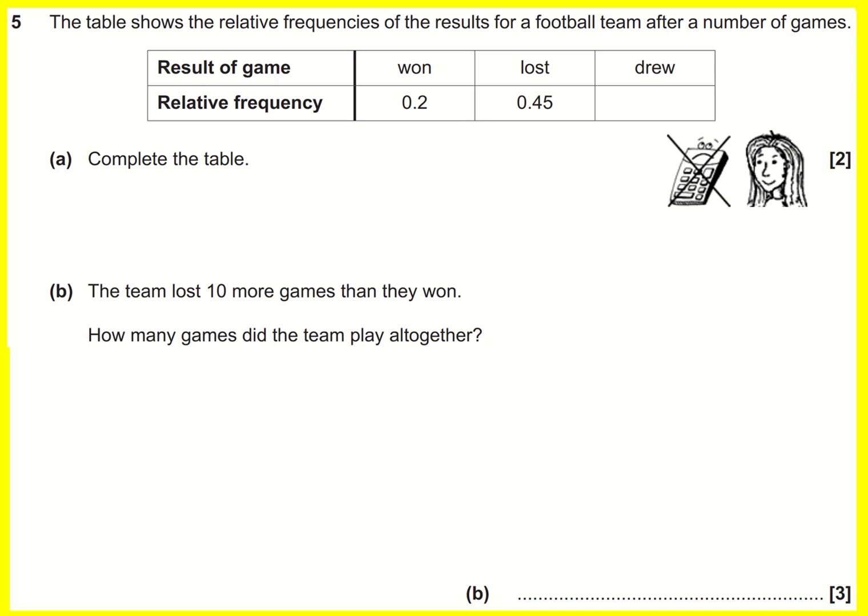So relative frequency is if I did, I don't know, 10 flips of a coin, I might get 4 heads, I might get 6 tails. Now, how would I convert that into relative frequency? Well, I would divide 4 by 10 to give me 0.4, and I would divide 6 by 10 to give me 0.6, and that's what we mean by relative frequency.